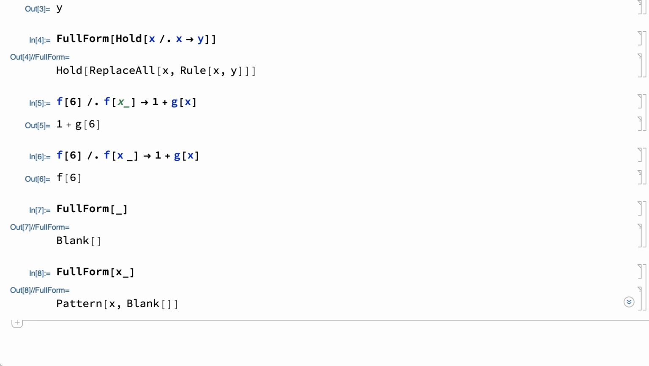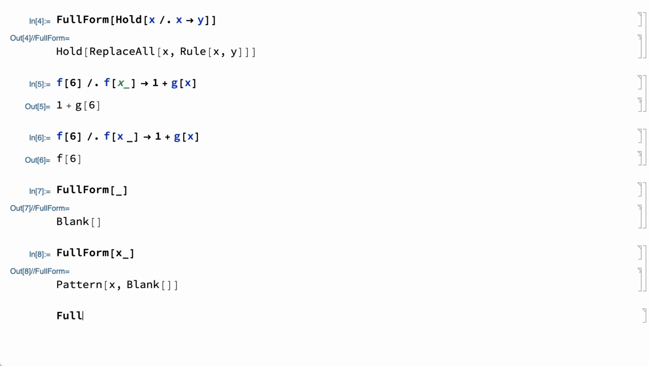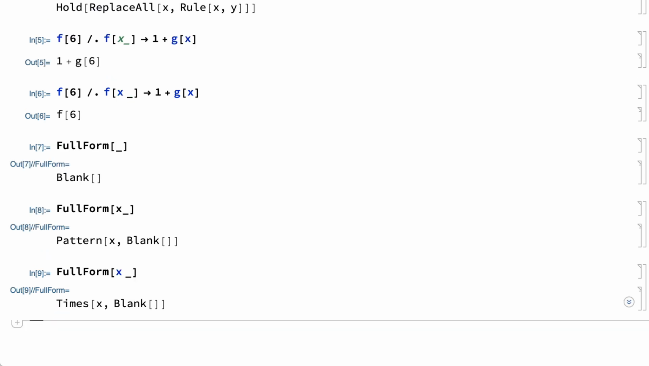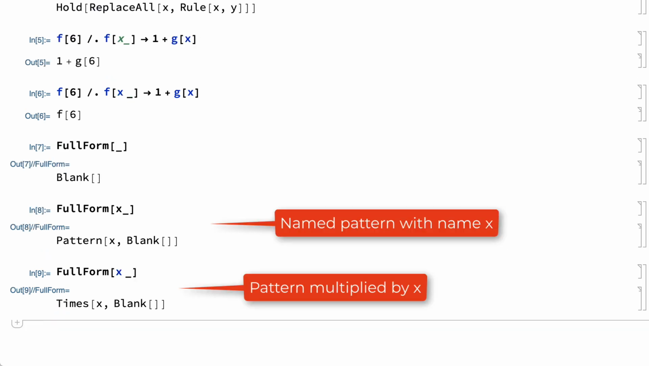The special notation for that is to put the name right next to the underscore without any space between the name and the underscore character. If the X is entered with a small space before the underscore character, then the input represents multiplication, since the space is a special notation for multiplication.